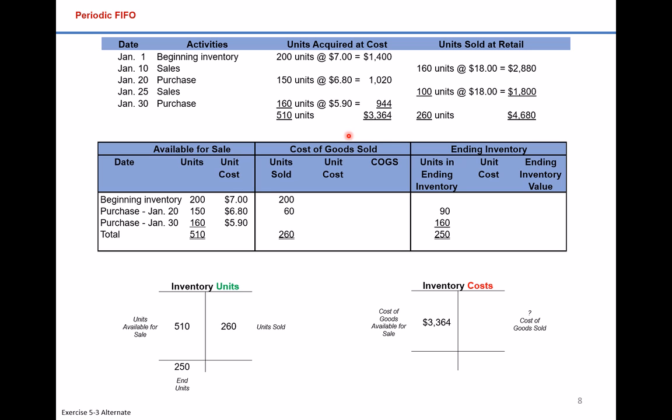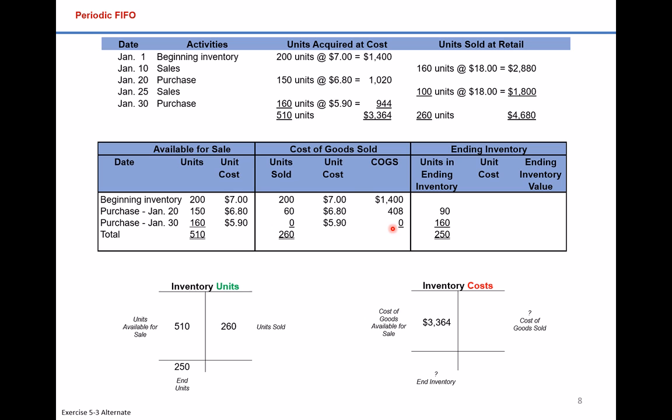Next, we can determine one of the two things, either the value of ending inventory or cost of goods sold. The book likes to do the cost of goods sold first, so let's go that way. We'll value what was sent out to customers, what was expensed out to customers. The 200 at $7 a piece, $1,400. The 60 at $6.80 a piece, $408.